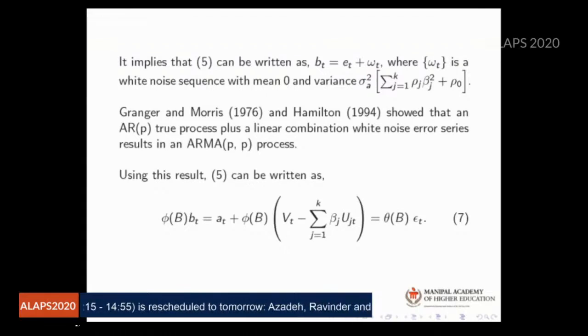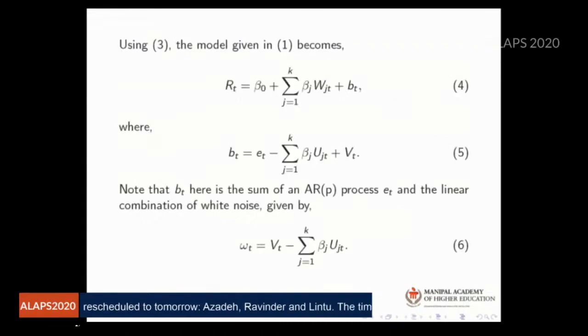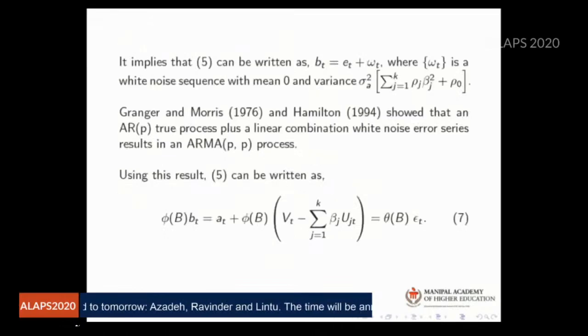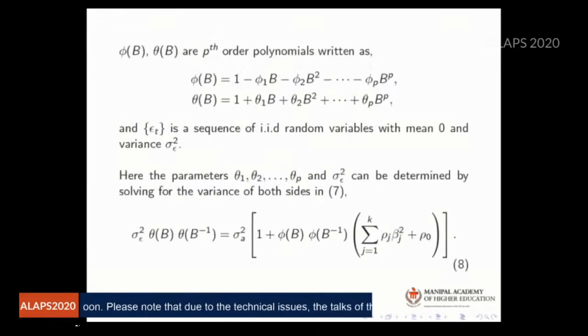Using the same result, equation number 5 can be written as equation number 7. So if you see, Bt here is now an ARMA(p,p) process given as phi(B) Bt equals theta(B) epsilon t. Phi(B) and theta(B) are both pth order polynomials given as such, where epsilon t is a sequence of IID random variables with mean 0 and variance sigma square epsilon.